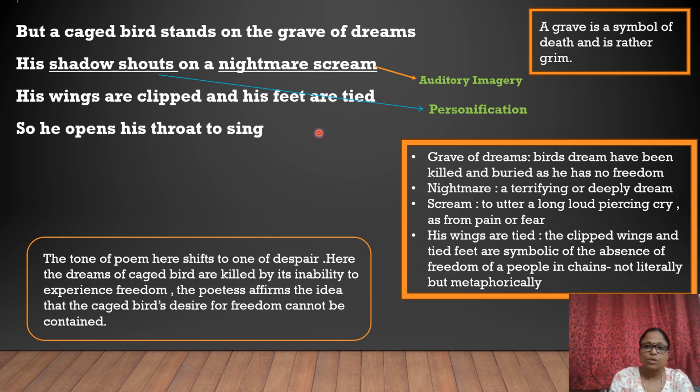Getting a hint of what is going to happen. So through the words grave of dreams, nightmare scream, shadow shouts, it tells us that the bird's desire for freedom cannot be contained. Since the wings are clipped and the feet are tied, what does he do? He opens his throat to sing. What does he sing? We have already learned in stanza 3. What does he sing? Continuation, the last stanza.